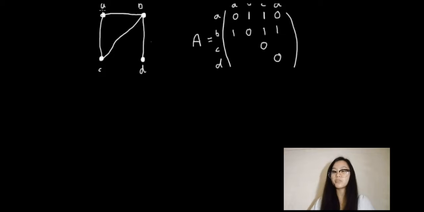Move on to the vertex C. C is adjacent to A, so I'm going to put 1 in here. C is also adjacent to B, so we've got a 1 in here. Finally, there's no edge joining C and D, so it's 0. Lastly, D. The only vertex that D is adjacent to is B, so it's going to be all zeros apart from the B column, which is 1. And that's the adjacency matrix for this graph.